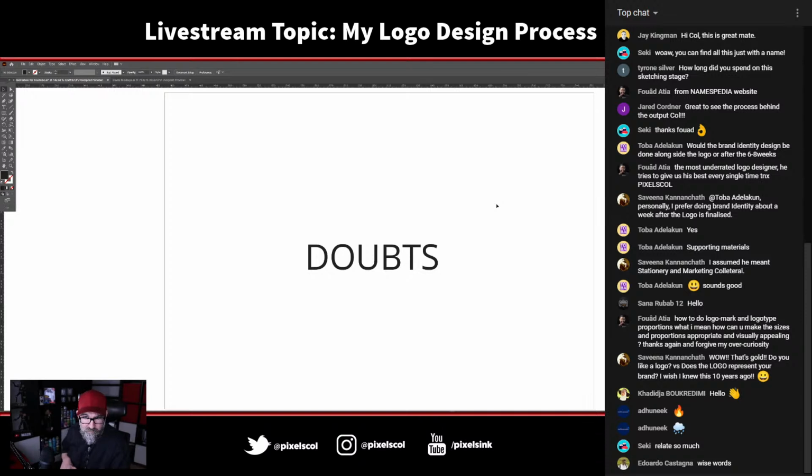Let's see, you've got a question here. How to do logomark and logotype proportions. What I mean, how can you make the sizes and proportions appropriate and visually appealing? You know what? One of those, the proportions of the logomark and the type, I don't know if there's meant to be some sort of equation or anything to get that right.